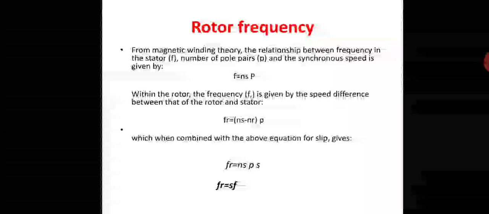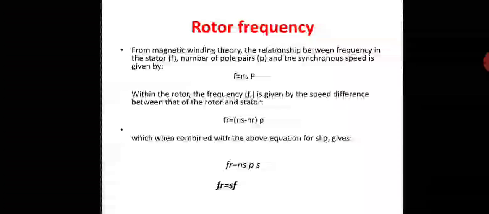Before that, we should know the basic term, the rotor frequency in an induction machine. It is based on the slip of an induction motor, which we have already discussed in a previous lecture. So what do you mean by slip? Slip is the difference between the synchronous speed and the rotor speed, which is always expressed as a percentage of the synchronous speed.